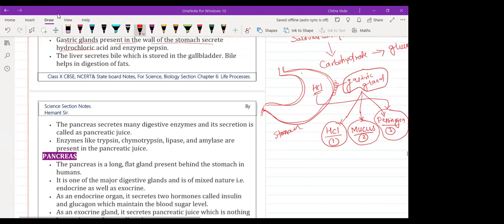Next, the liver secretes the bile, which is stored in the gallbladder, and bile helps in digestion of the fat, right?